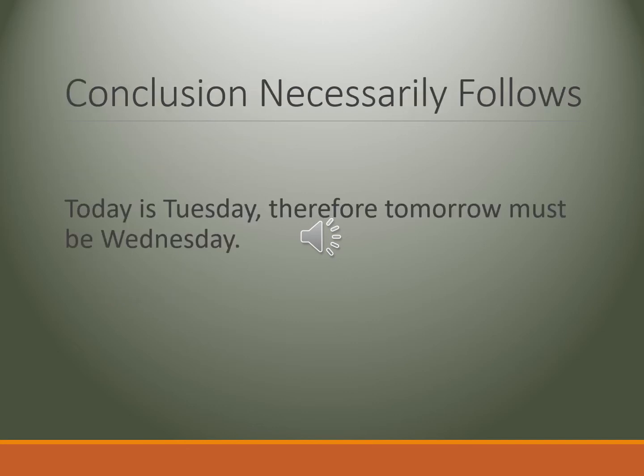So the first type of deductive argument will be one we've already seen. It's one where the conclusion necessarily follows from the premises. And we have as an example here our previous example. If we start with the information that today is Tuesday, the conclusion, therefore tomorrow must be Wednesday, follows necessarily because Wednesday follows Tuesday. So here you have a relationship where if you start with that premise, you have to accept the conclusion. There's no way to deny it, so therefore it is necessarily the case.